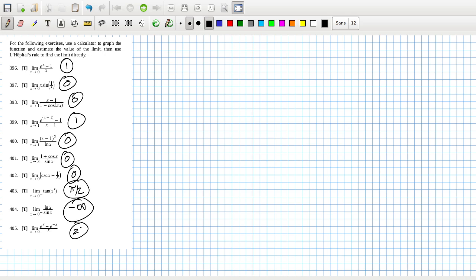L'Hopital's rule for the first one we can use. Just do it roughly. It would be e^x at 0, which is 1, so that matches up. Okay. And then the next one, 0.